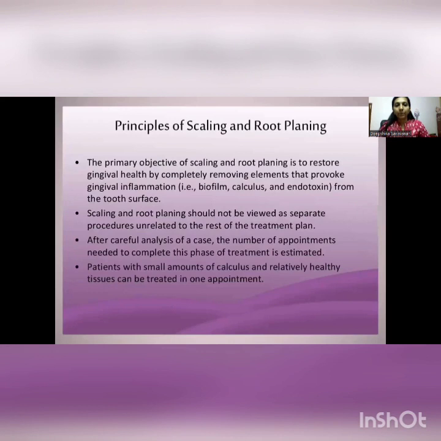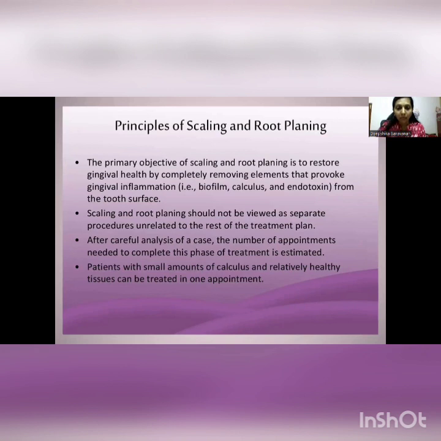So what are the principles of scaling and root planing? The primary objective in scaling and root planing is to restore the health completely by removing the factors which are going to provoke inflammation. Scaling should not be viewed as a separate procedure unrelated to the rest of the treatment plan. Careful analysis of the case, and the number of appointments needed to complete it, is estimated.